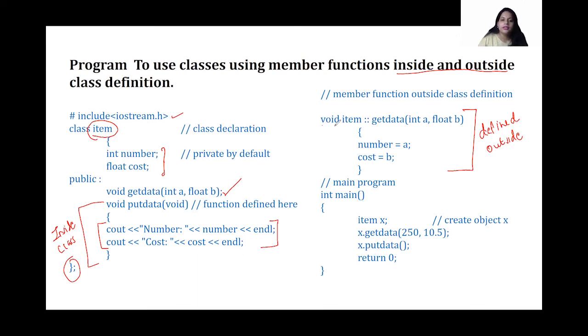One more thing, see the difference in the headers of the functions. Inside, we only have to write the return type and the function name, whereas when defining it outside the class, we have to write the return type, name of the class, scope resolution operator, and then the other details. What are the two extra things? The class name and the scope resolution operator. So this we need to remember always.